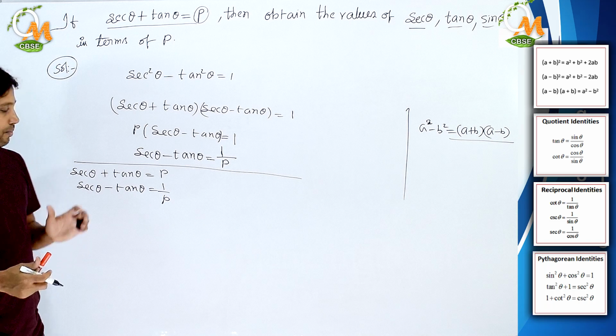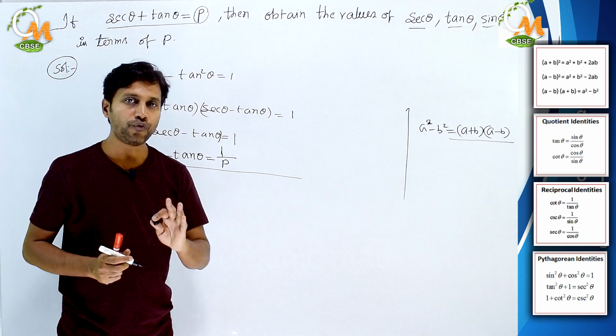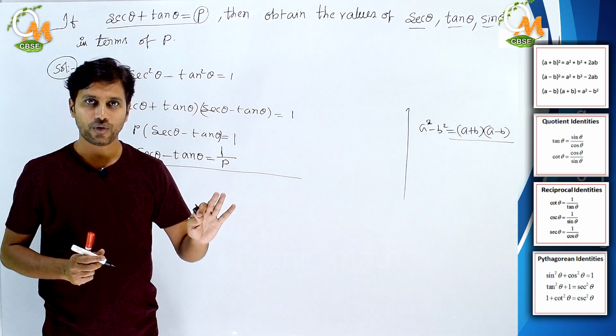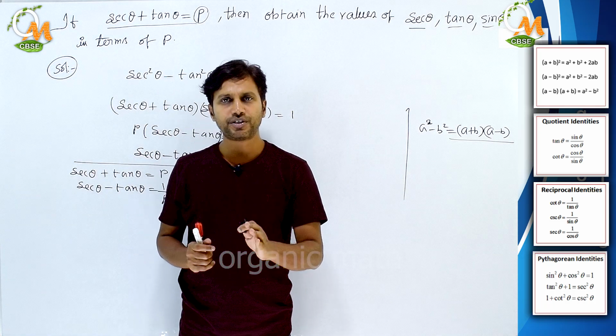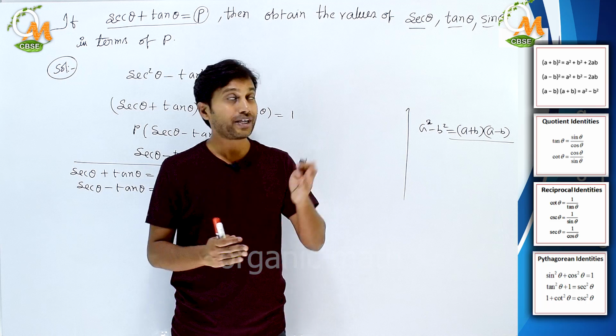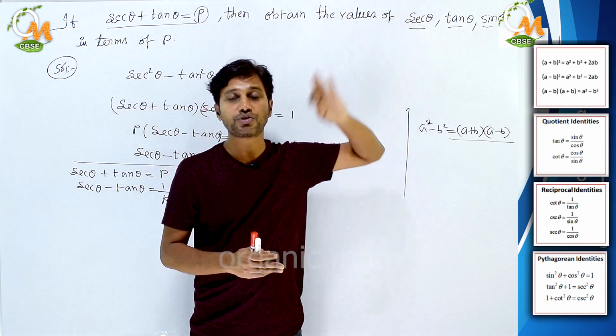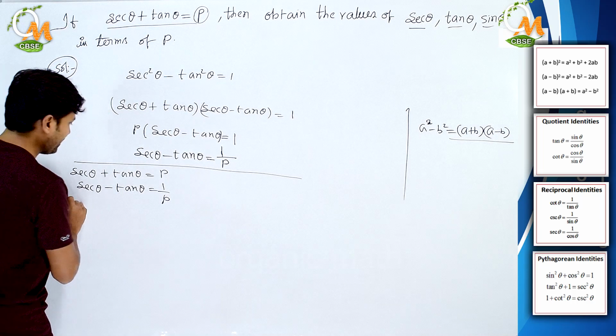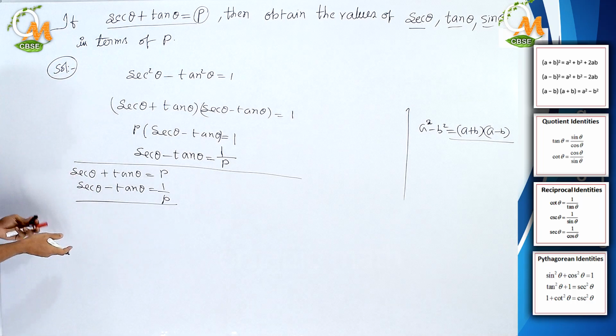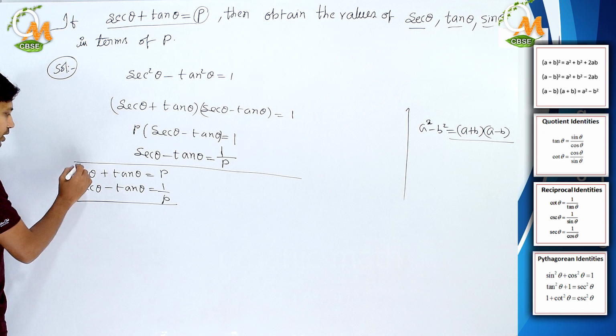Okay, now my suggestion to you is that don't follow anybody blindly. Don't write just mechanical steps. Try to observe what we have to do to get the requirement. Here our requirement is to get the secant theta. So for that what we need to do? Simply on adding these two conditions, can we get the value of secant theta or not? Exactly. So add these two.